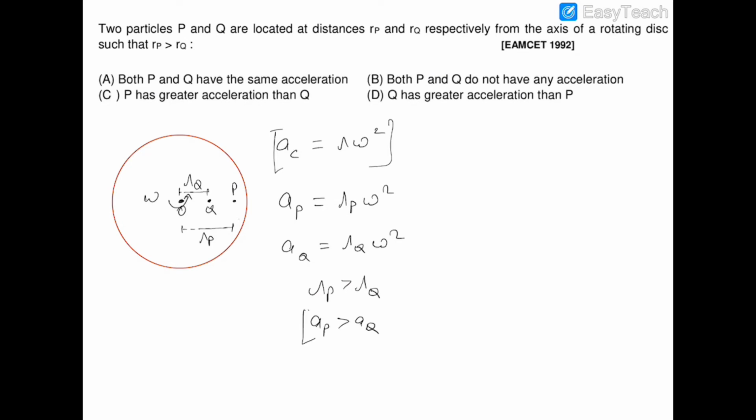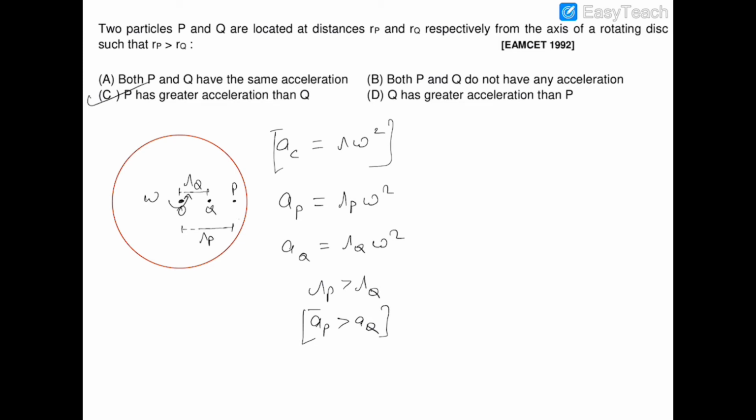aq. So option number 1, which says that both P and Q will have the same acceleration, is incorrect, and option number 2, which says that both P and Q do not have any acceleration, is also incorrect. Now option number 3, which says that P has a greater acceleration than Q, is correct, and option number 4 is obviously wrong.